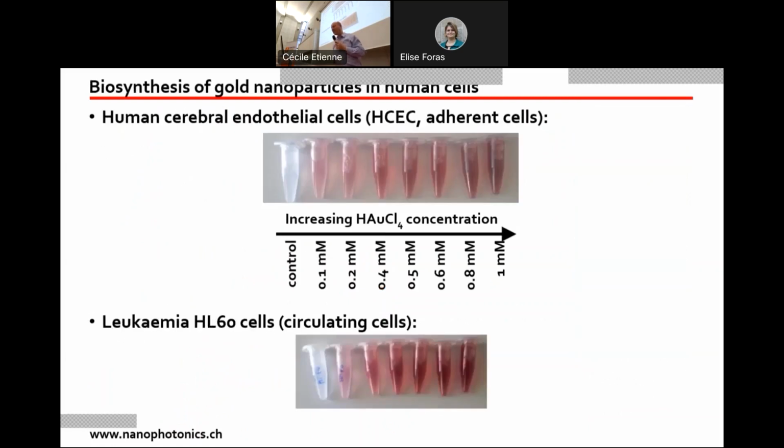So we were, for some obscure reason, interested in seeing whether cells would be able to do that. So basically what we did was to take some gold salt and incubate the gold salt with some cells, different types of cells, the typical cells you can get, you know, cancer cells, circulating cells. And depending on the concentration of gold salt we would put, we would see nanoparticles appear. So for gold, they are reddish color. Nanoparticles appear in the solution afterwards.